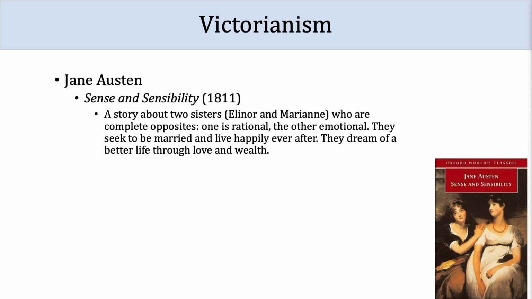Jane Austen's Sense and Sensibility is another Victorian novel that helps to capture the essence of the time. It's a story about two sisters, Eleanor and Marianne, who are complete opposites. One is rational, the other is emotional. They seek to be married and live happily ever after, and they dream of a better life through love and wealth. And so mainly what happens in many of Jane Austen's novels is that you have a very overbearing mother that wants to marry off her daughters to very wealthy people.